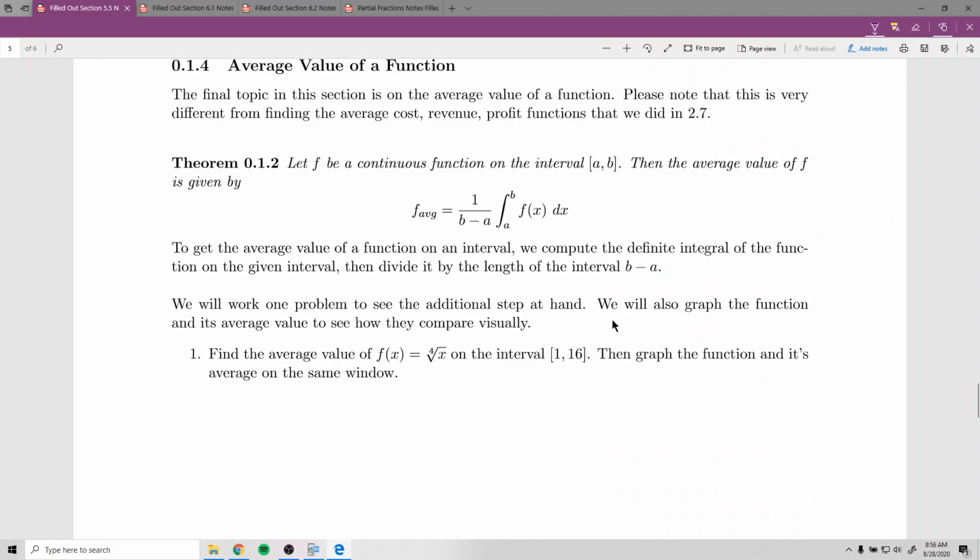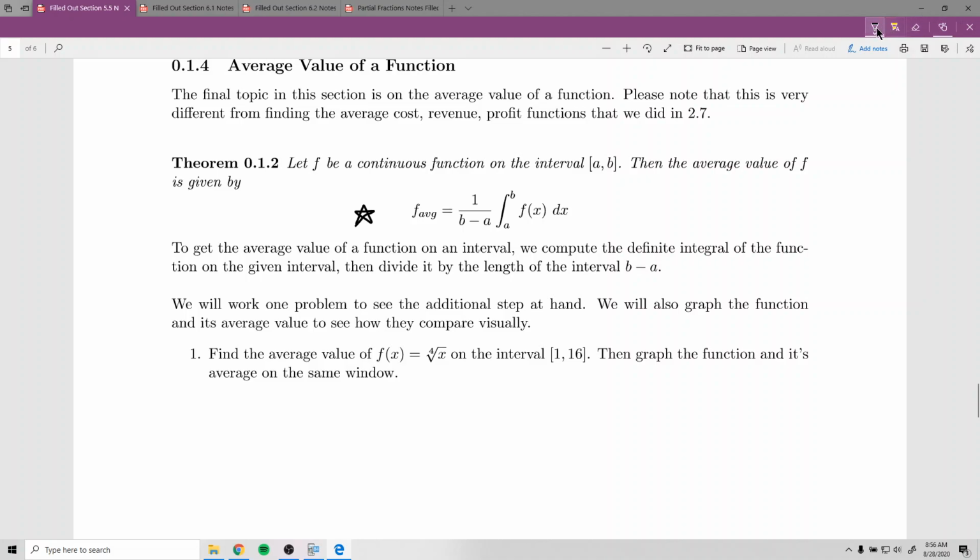Right, now the average value of a function, this is something that is pretty important to know if you are going to be in that type of business major where you're going to be using math a lot. And the average value of a function is basically one little extra thing on top of doing the definite integral. So the theorem here says let f be a continuous function on the interval a to b, then the average value of f is given by this formula.